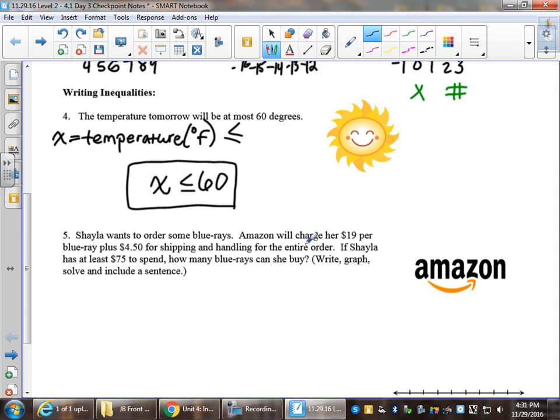If you're ever not sure about the inequality, sometimes it helps if you think about money or people. Like if we said we can have at most 60 people come, then that means 60 or less. So less than or equal to 60.